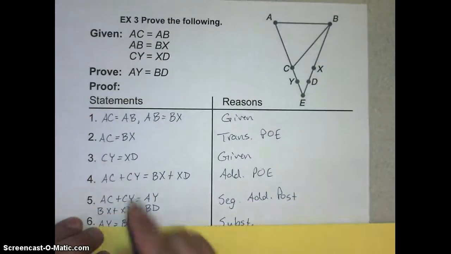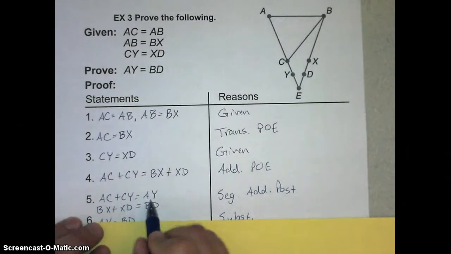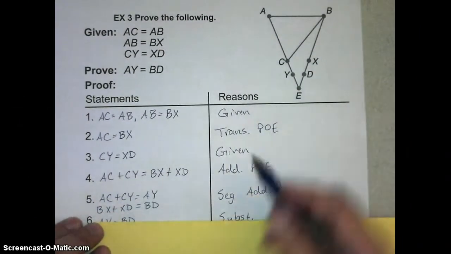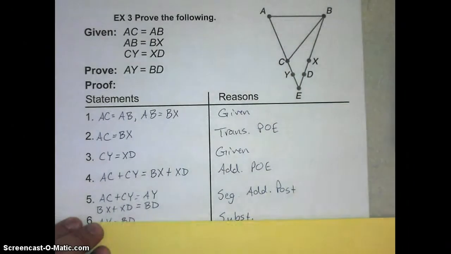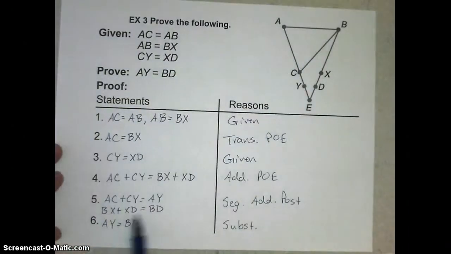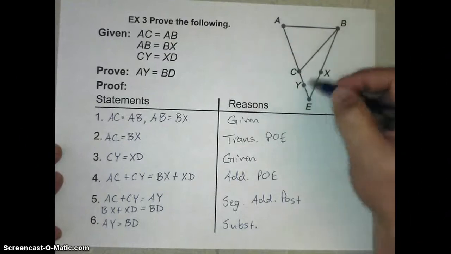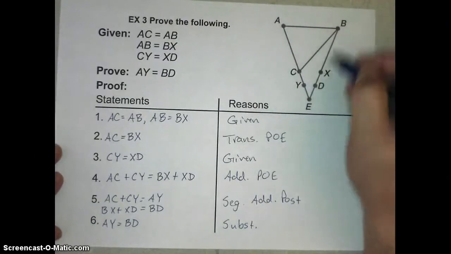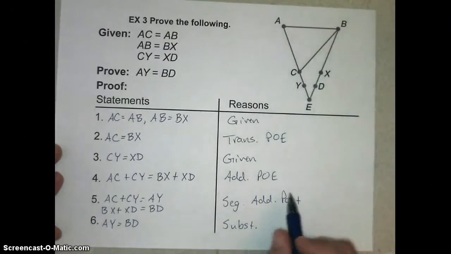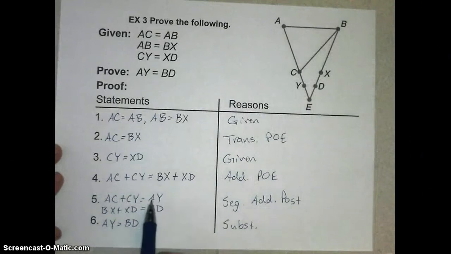Well, AC plus CY also equals AY by the segment addition postulate, and BX plus XD equals BD by the segment addition postulate. AC, CY add up to AY, BX, XD add up to BD by the segment addition postulate. Well, since these are both equal, I can substitute AY in for this and BD in for that, and we get that AY equals BD by substitution.